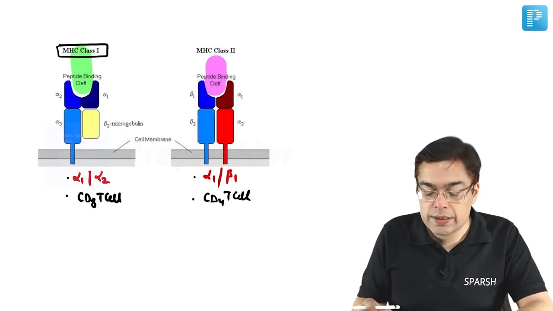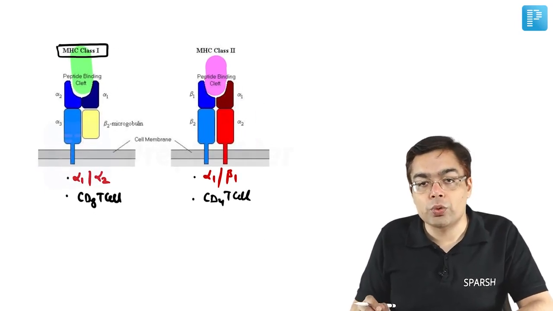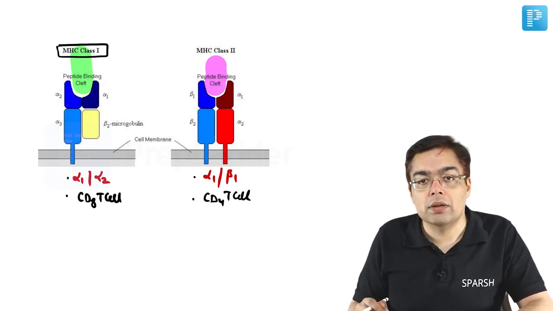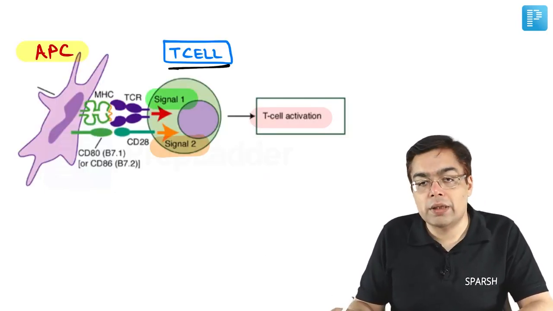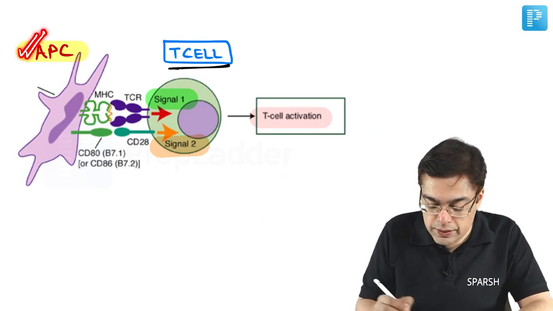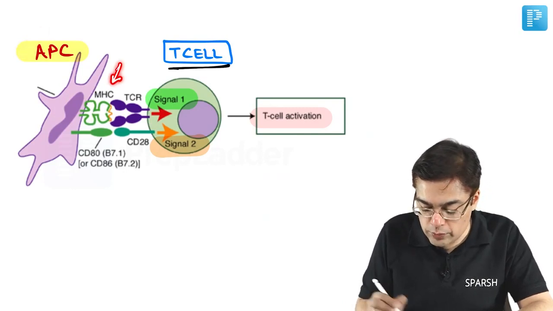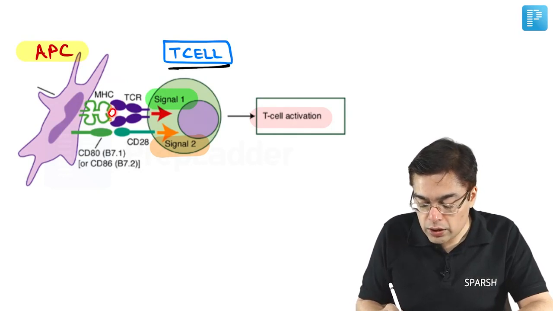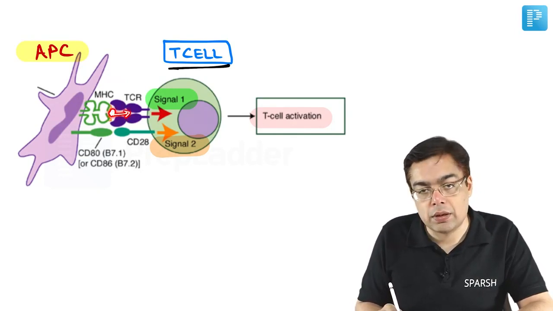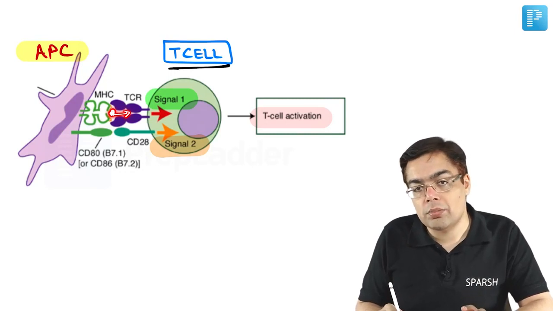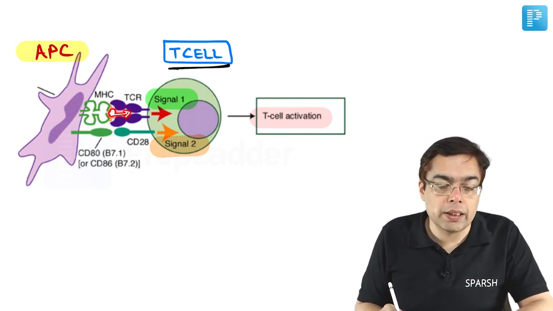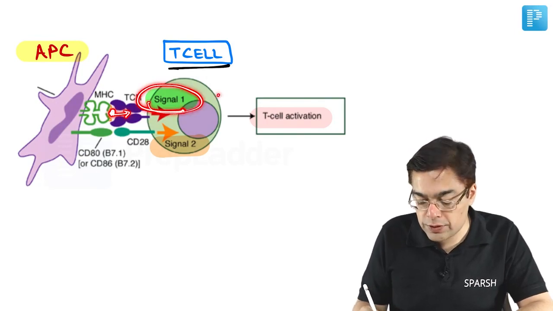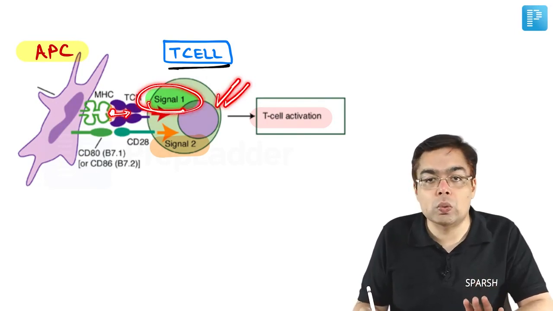The next important thing is how exactly the MHC molecule helps in the interaction between the antigen presenting cell and the T cell. Looking at this diagram, this is the antigen presenting cell expressing the MHC molecule, with an antigen presented that comes in contact with the T cell receptor. The moment there is an interaction between the MHC molecule, the antigenic peptide and the T cell receptor, it generates signal 1, the first signal which goes to the T cell.